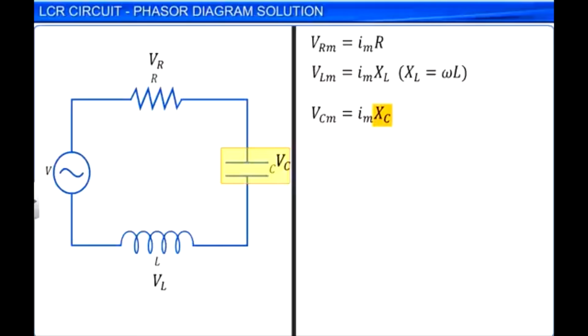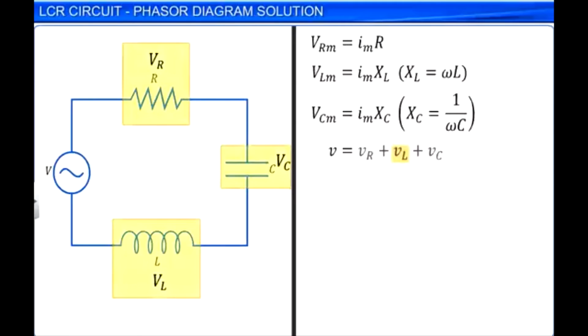We know that Xc is equal to 1 by omega c. The instantaneous total voltage V in the circuit is equal to the algebraic sum of the instantaneous potential differences across the resistor, capacitor, and inductor, represented as VR, VC, and VL respectively. And this can be vectorially represented as the sum of the phasors VL, VC, and VR, which can be calculated as follows.